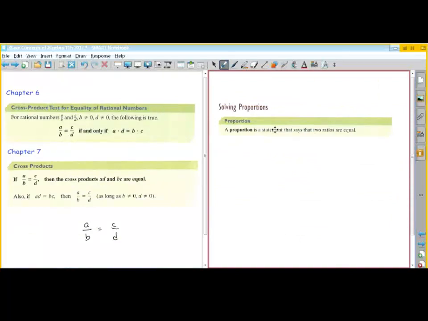And that's pretty much it for the math, okay? So you just have to remember that sometimes to solve these problems, it's a matter of taking the cross product and then solving for the unknown variable, whichever one that is.